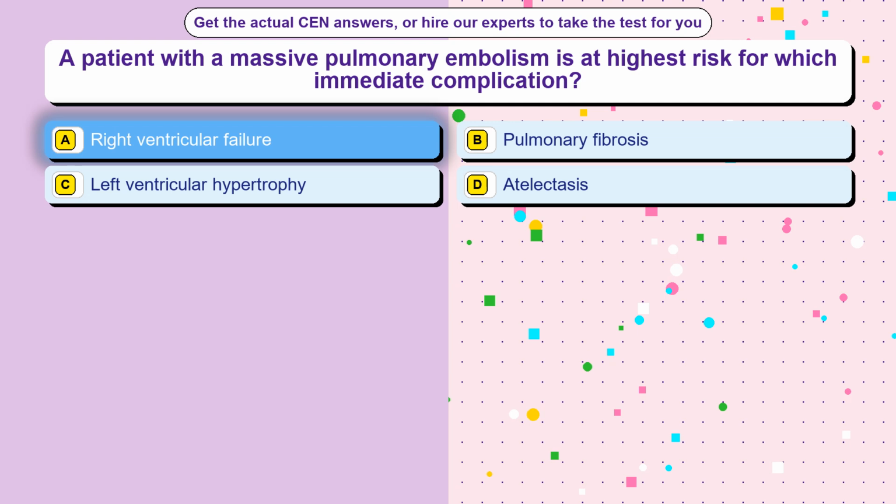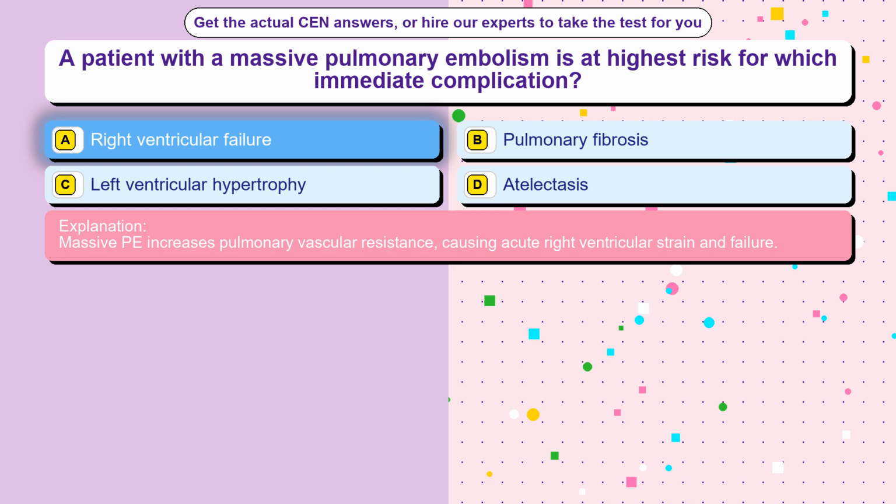The correct answer is option A, right ventricular failure. Massive PE increases pulmonary vascular resistance, causing acute right ventricular strain and failure.